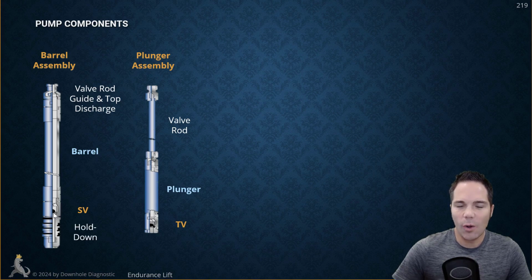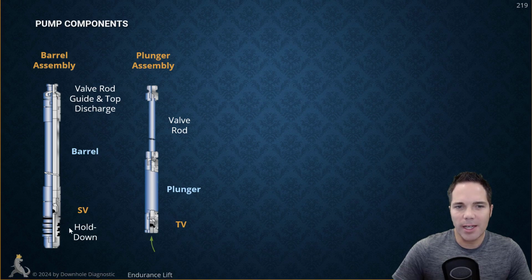And then we have the hold down right here. This is going to be set down in the seating nipple. So this is also another place where fluid could leak out of your tubing. Fluid could potentially leak if you had some leaky valves, down through the standing valve and out of your tubing, but also fluid could leak around the outside, between the ID of the tubing and the outside of the pump around the hold down, if this was not properly sealing.